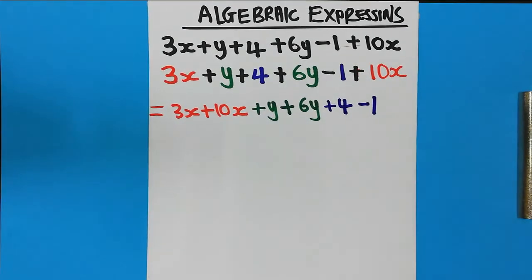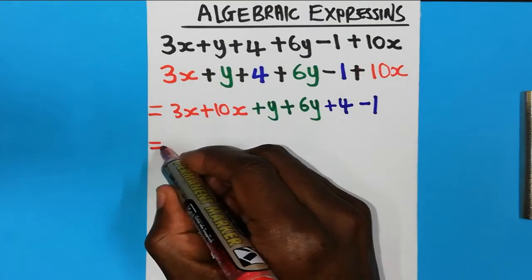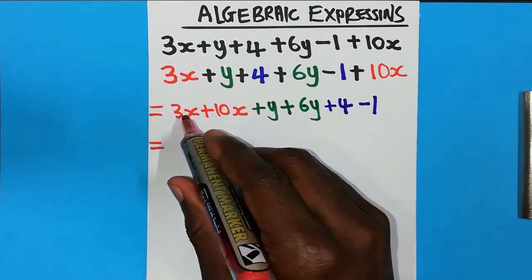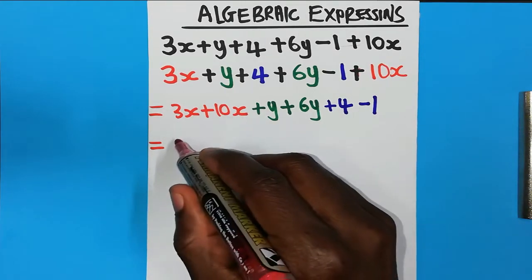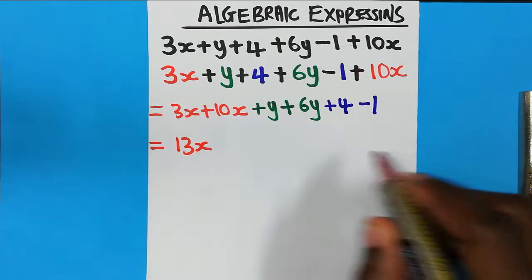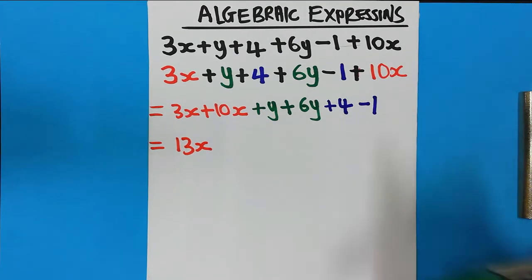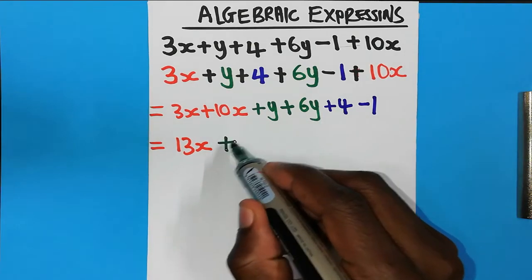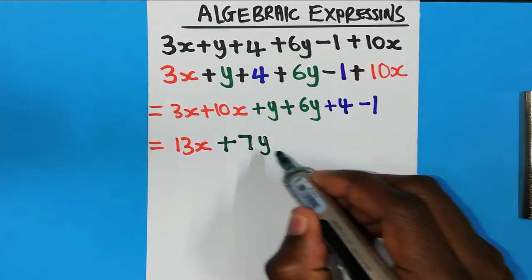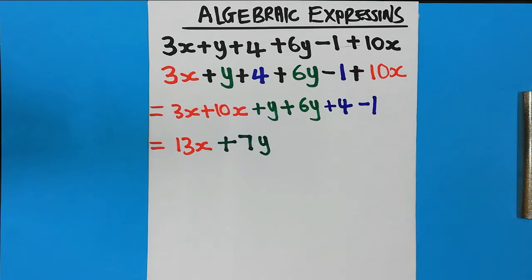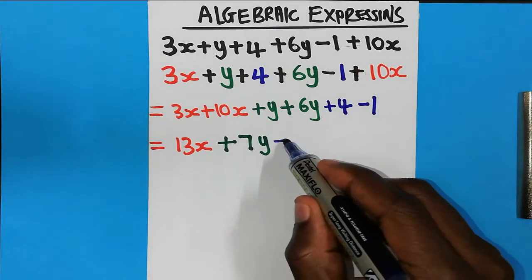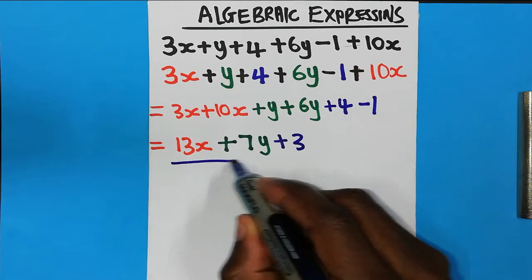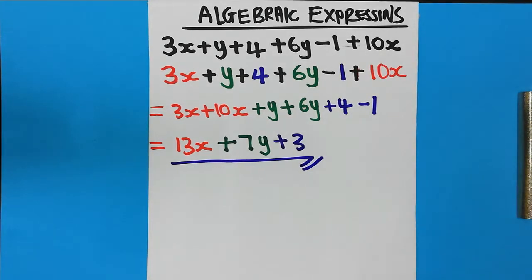You understand? Now, what is the answer for the red ink for these ones? So 3x plus 10x is equal to 13x. And then y plus 6y equals positive 7y. And the last one is 4 minus 1, which is positive 3. This is the simplified answer. Let's hop into the next one.